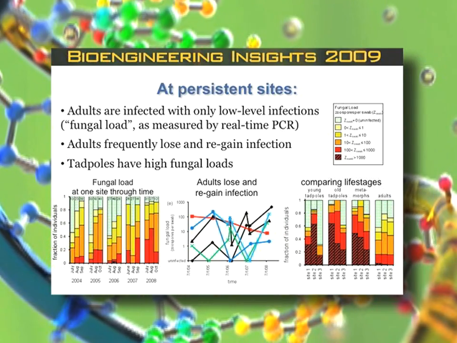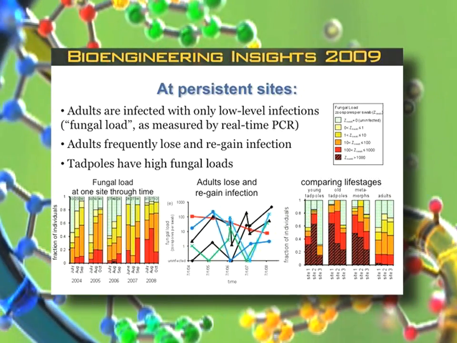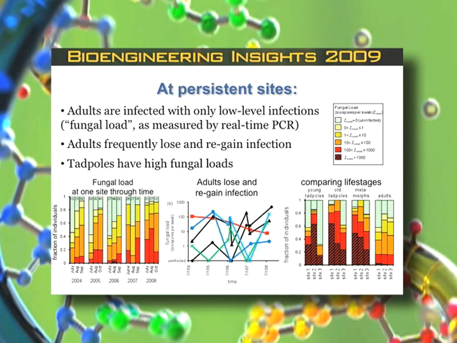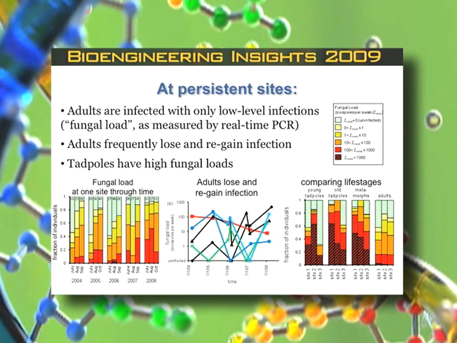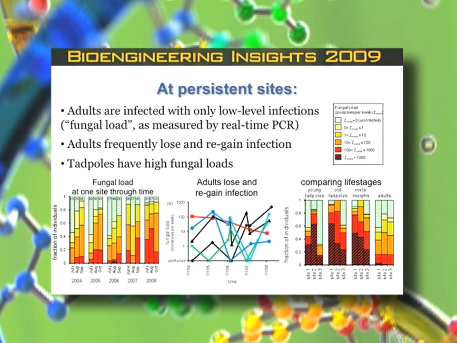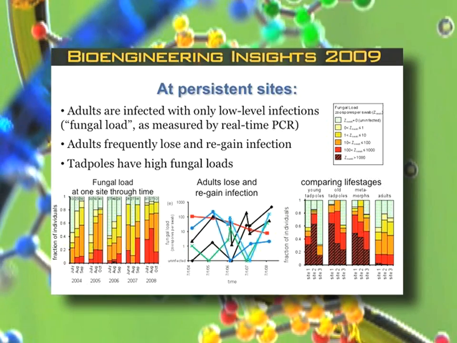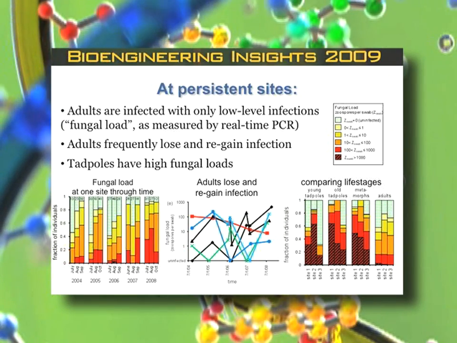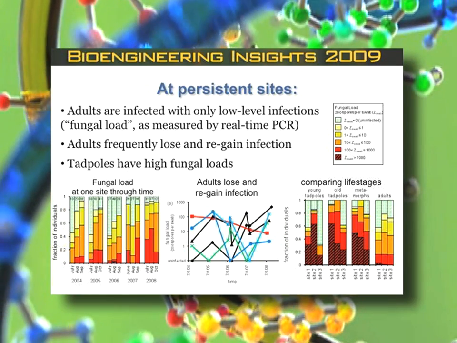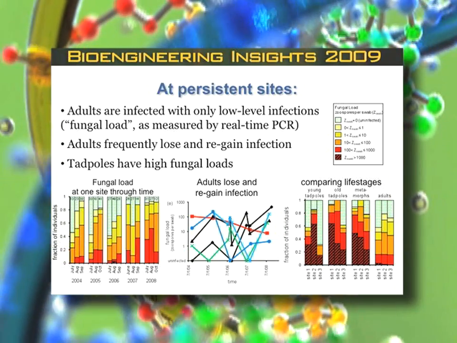At these sites, the adults are frequently losing and regaining the infection. This is showing a graph through time of fungal load on individuals that we've been capturing, these same individuals, over 6 years now. And their load is fluctuating around at relatively low levels, going to uninfected levels and back again. Whereas at these same sites, the tadpoles actually have very high fungal loads. This is comparing the different life stages, and the tadpoles and the recently metamorphosed individuals have relatively high fungal loads.